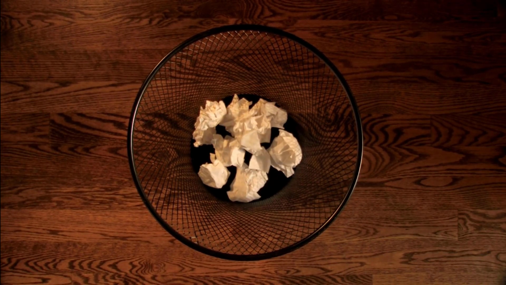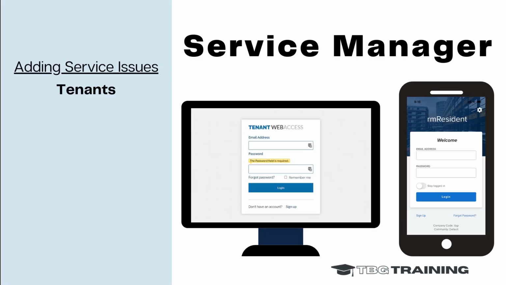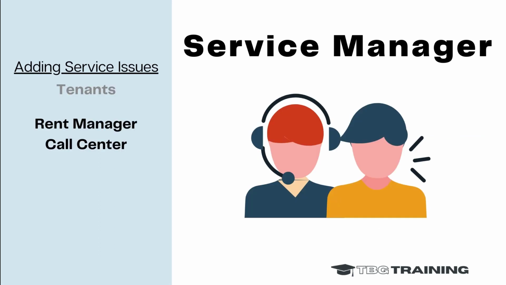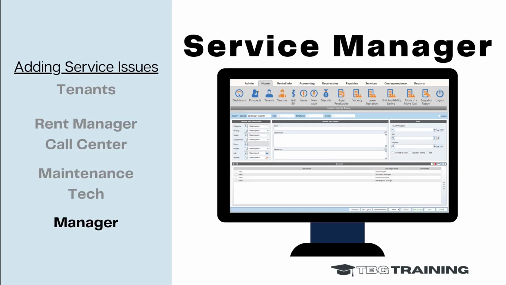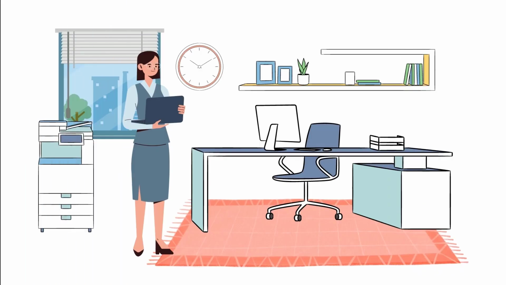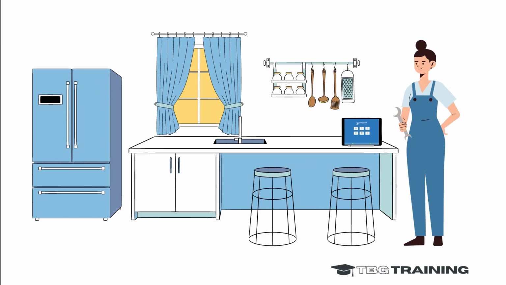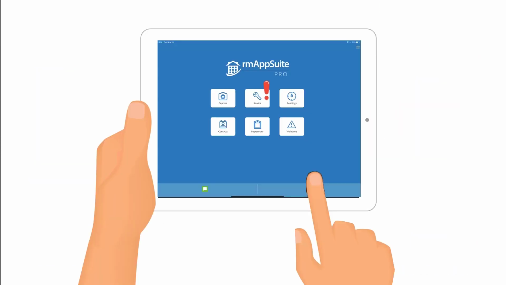No more printing out work orders for your maintenance tech just to have them thrown away at the end of the day. Instead, service issues are entered directly into Rent Manager by the tenant, Rent Manager call center, the maintenance tech, or the property manager. From there, the manager confirms all information is filled out, schedules and assigns the issue to the maintenance tech, who receives a notification on their tablet that there's a new issue waiting.